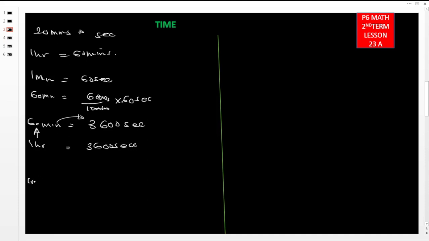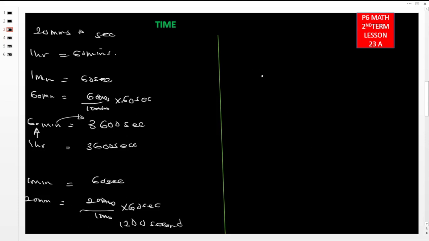We know that 1 minute here is equivalent to 60 seconds, not minutes, equivalent to 60 seconds. Then how about the 20 minutes given here? So this is going to be 20 minutes, inverted L, out of 1 minute, then times our 60 seconds. So a minute with a minute, 2 times 6, that is 12, add on the 2 zeros, so we come up with 1200 seconds.